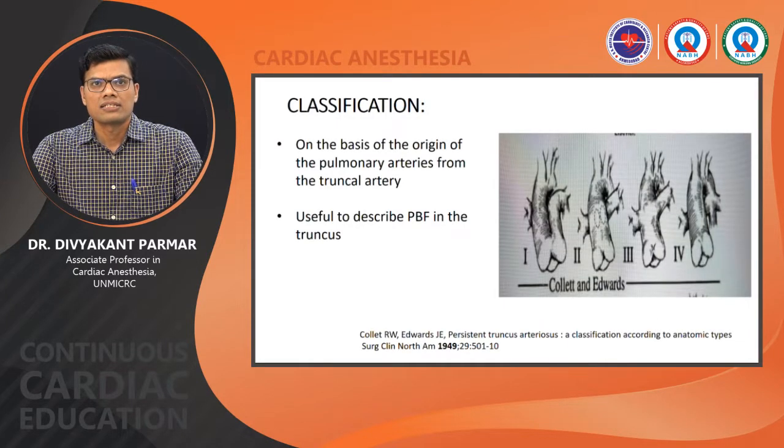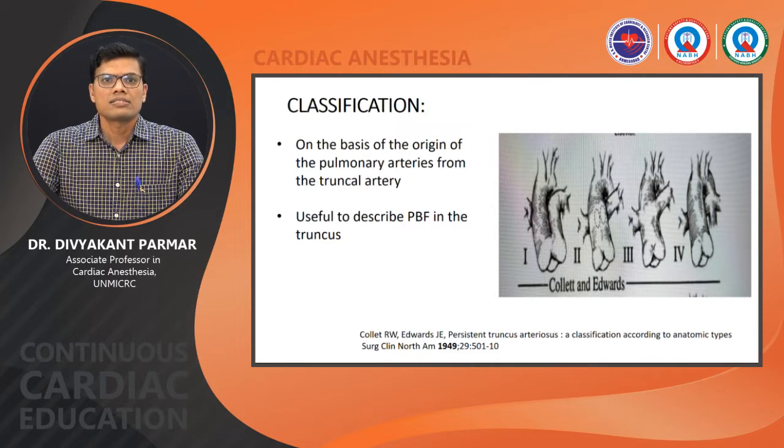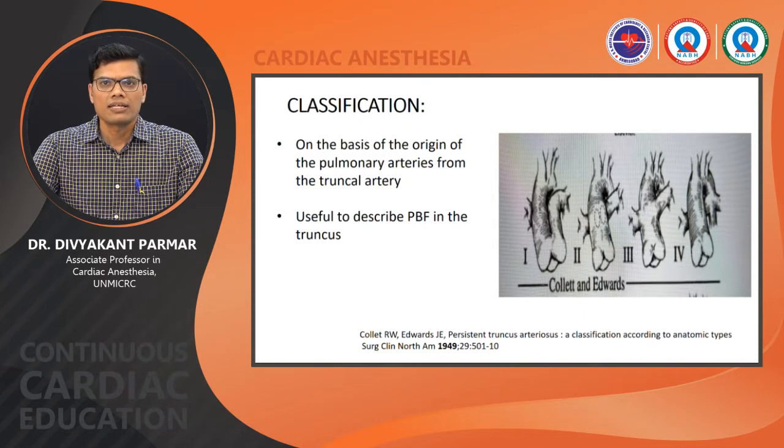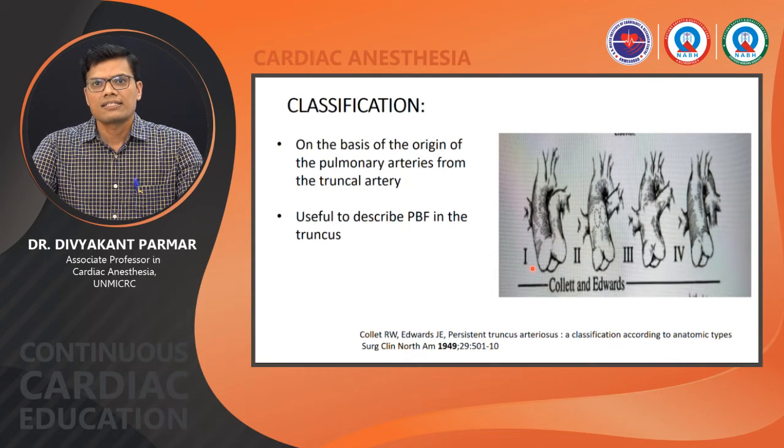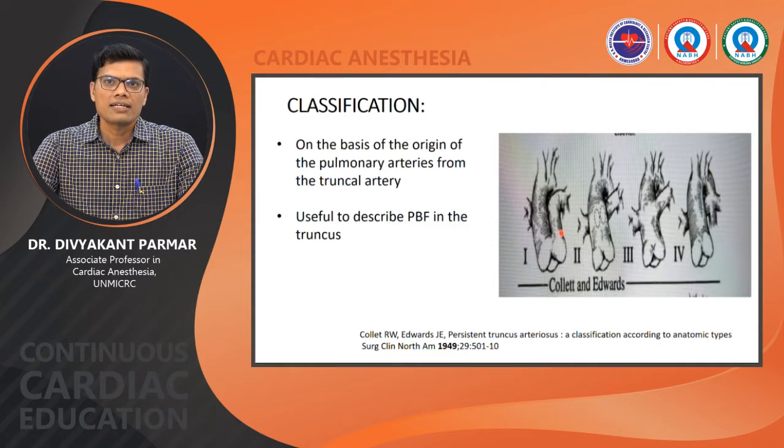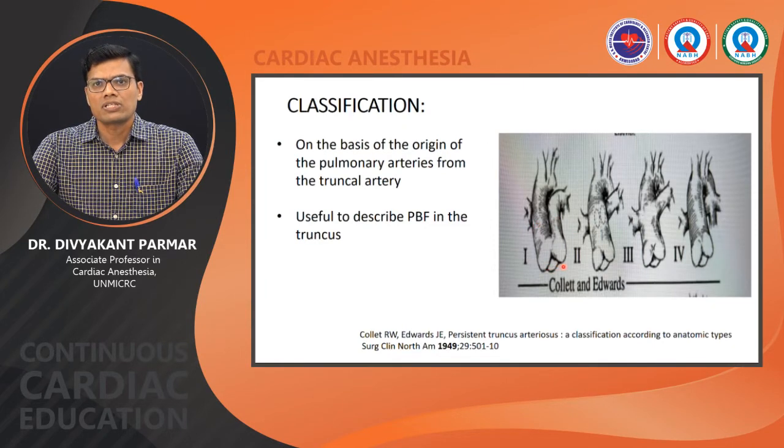Coming to the classification, there are two types of classification. One is the Collett and Edwards classification that came into existence in 1949. According to this, there are four anatomical types, and that is done on the basis of origin of the pulmonary arteries from the truncal artery. As you can see in this figure, this is type 1 truncus, in which a common arterial trunk arises from the heart, which immediately bifurcates into a main pulmonary artery and the ascending aorta. This constitutes around 70% of cases.